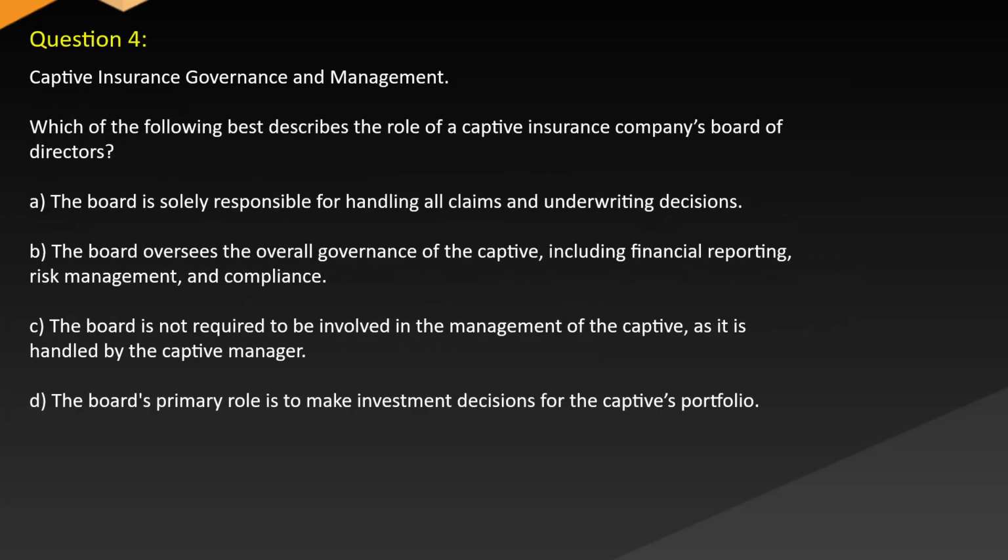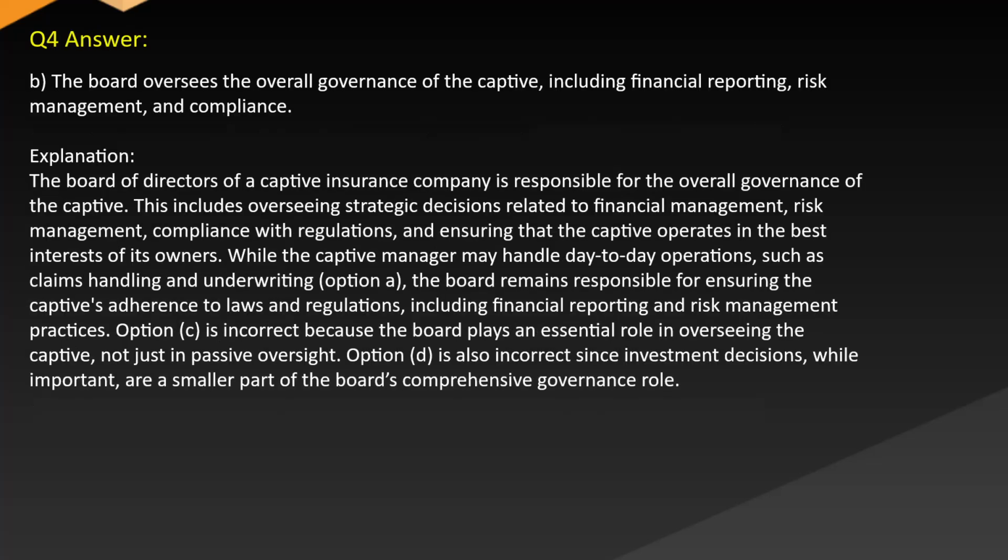Question 4. Captive insurance governance and management. Which of the following best describes the role of a captive insurance company's board of directors? A. The board is solely responsible for handling all claims and underwriting decisions. B. The board oversees the overall governance of the captive, including financial reporting, risk management, and compliance. C. The board is not required to be involved in the management of the captive as it is handled by the captive manager. D. The board's primary role is to make investment decisions for the captive's portfolio. Answer. B.